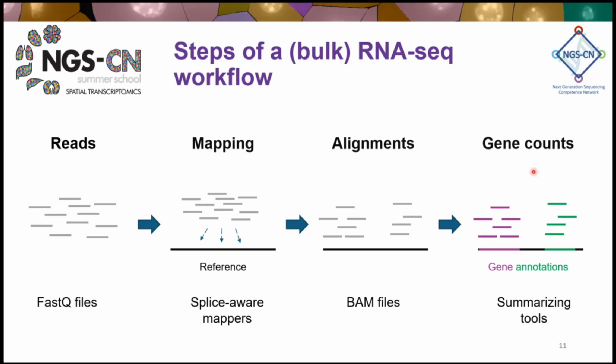In this case, for example, I have two genes, a purple gene and a green gene. And all you need to do is run a so-called summarizing tool, which is just a tool that tells you for each of these regions or genes how many reads overlap this region. One very well-known summarizing tool is featureCounts, but there are others. In the end, you will end up with a table that contains the counts of reads for each gene, and then, of course, for each sample, if you run multiple samples.